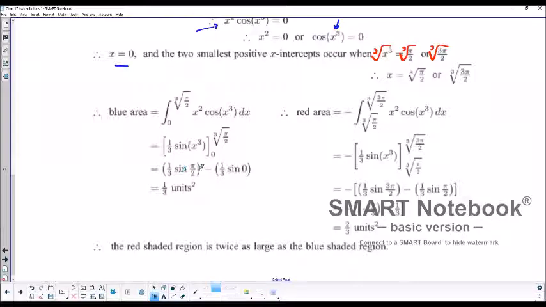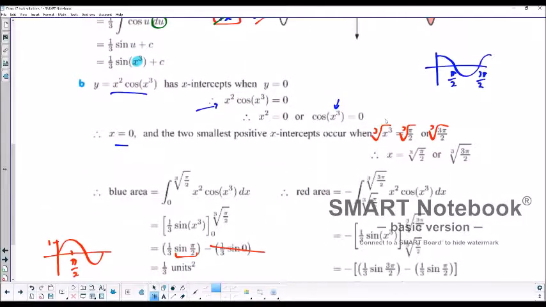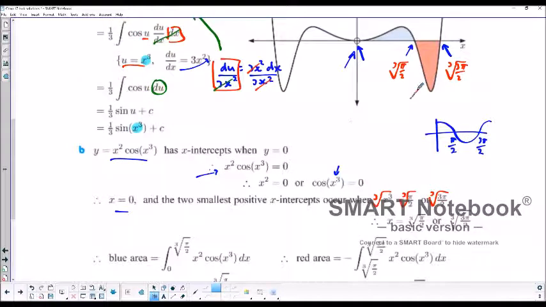Okay, so that's there. And the sine of pi by 2, again, when we look at these, the sine of pi by 2 is 1. So this thing equals sine of pi by 2 equals 1. Multiplied by 1/3 just gives us 1/3. And the sine of 0 is just 0. So this whole thing just disappears. So the blue area is 1/3 square units.